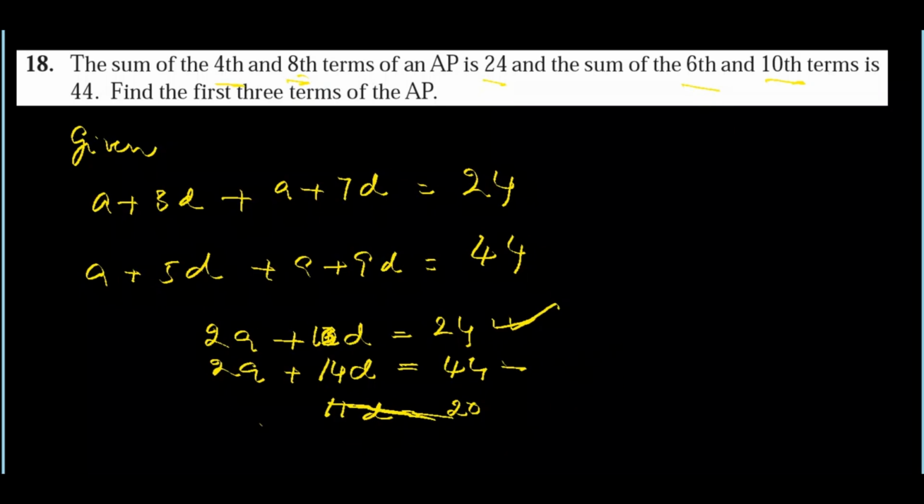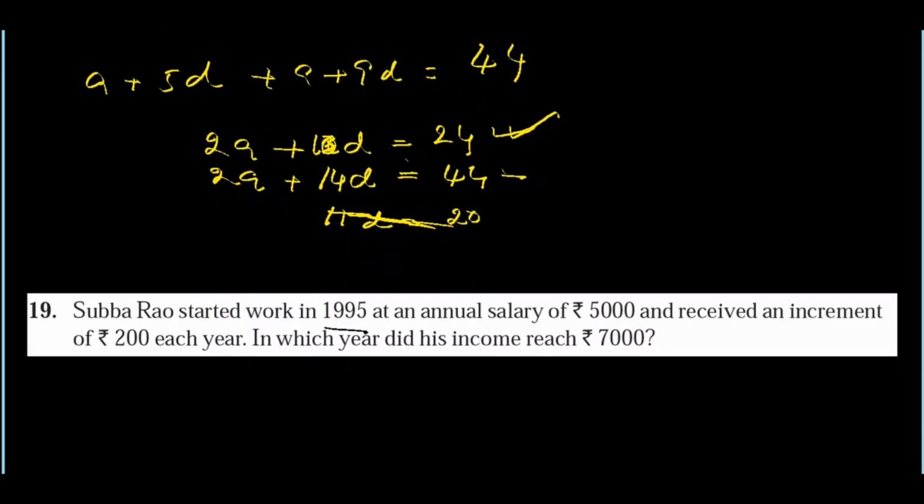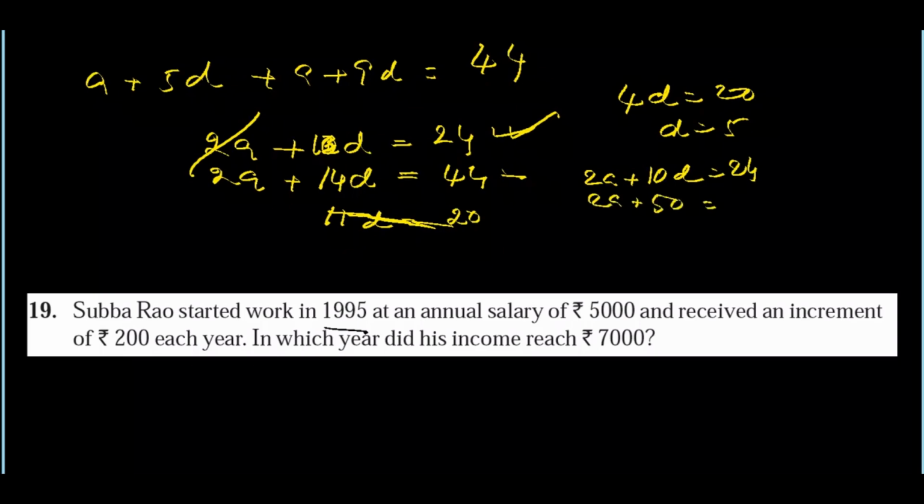You get 2A cancelled. There is no space, so this goes. And 4D becomes equal to 20 and D is 5. When D is 5, 2A plus 10D is 24, so 2A plus 50 is 24, and 2A is minus 26, so A is minus 13.